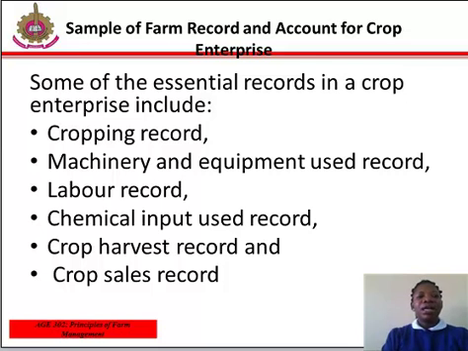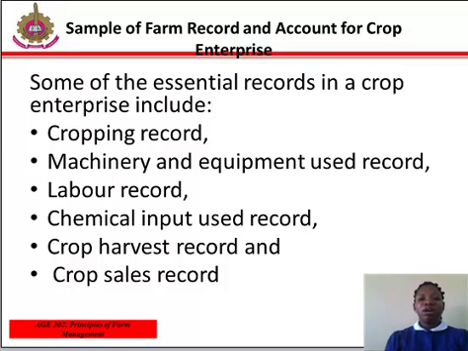Sample of farm record and accounts for crop enterprise. Some of the essential records in the crop enterprise include cropping record, machinery and equipment used record, labor record, chemical inputs used record, crop harvest record, and crop sales record.